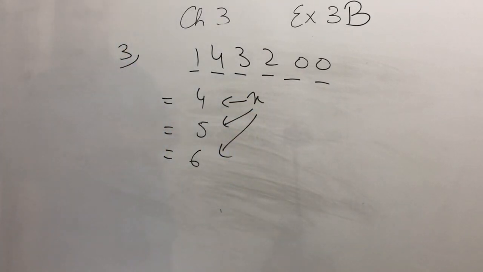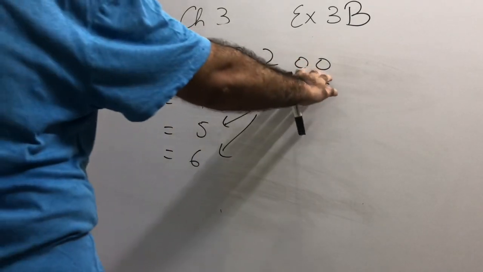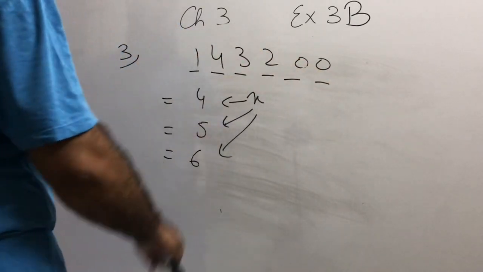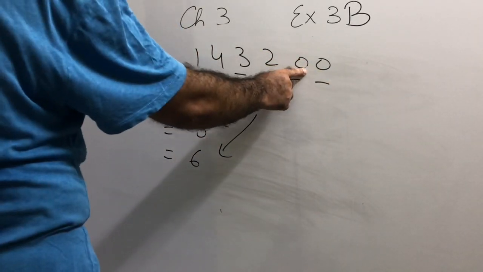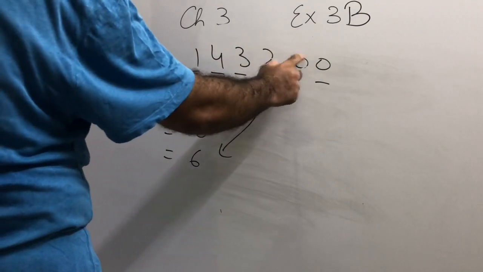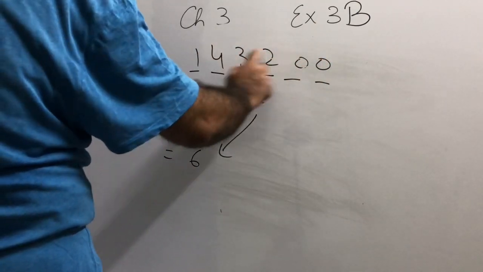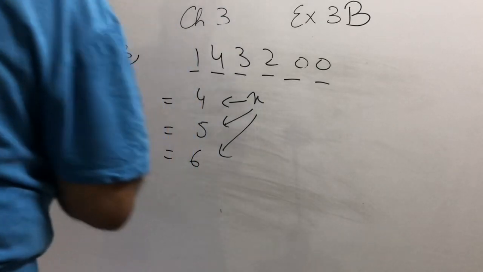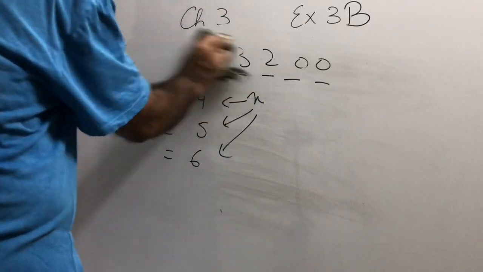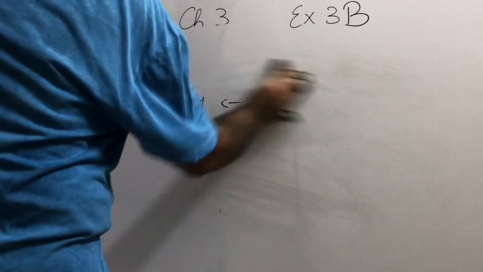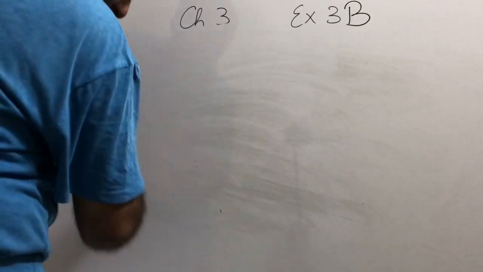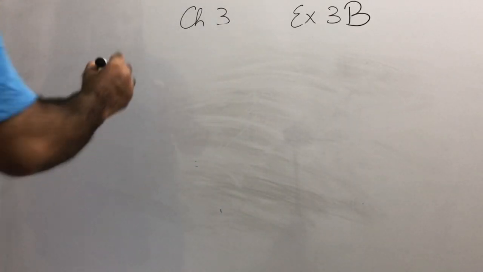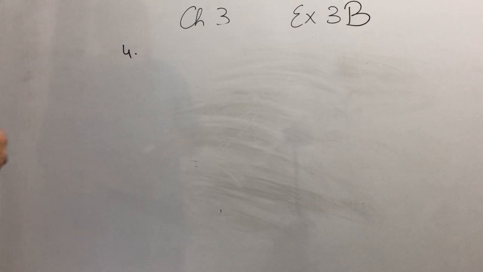So this number, if we ignore these two, it has 4 significant figures. If we don't ignore this one, it has 5. If we don't ignore this one, it has 6. So it can be 4, it can be 5 or it can be 6. Okay, this is the answer for question number 3. Question number 4 is: evaluate each of the following and correct your answer to the number of significant figures as given in brackets.